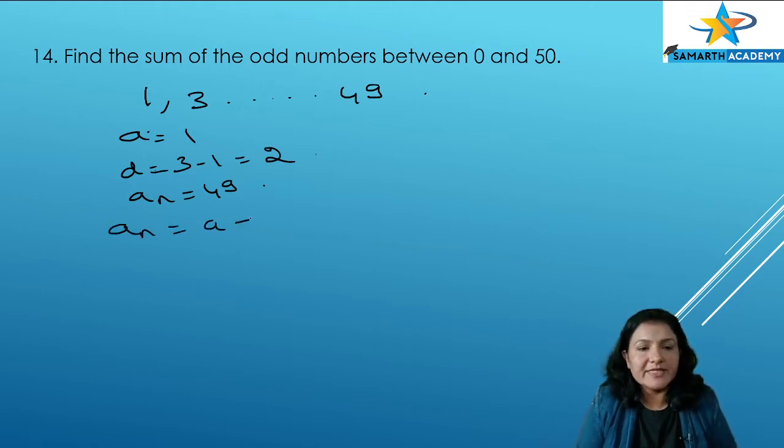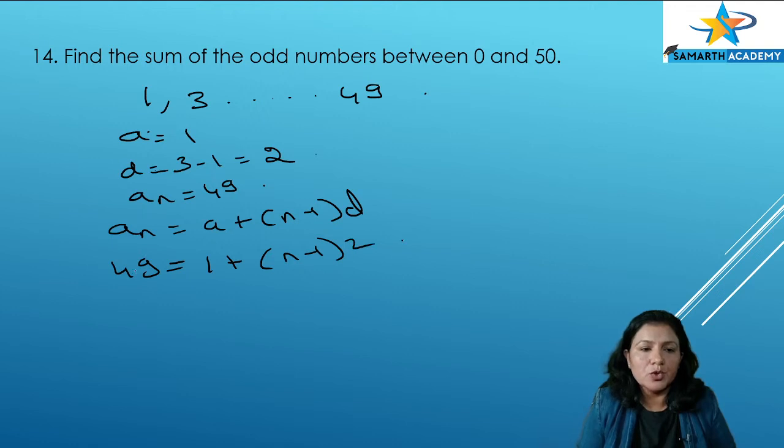An is equal to a plus n minus 1 into d. 49 equal to 1 plus n minus 1 into 2. So bring 1 this side: 48 is equal to n minus 1 into 2. 2 also will get this side.